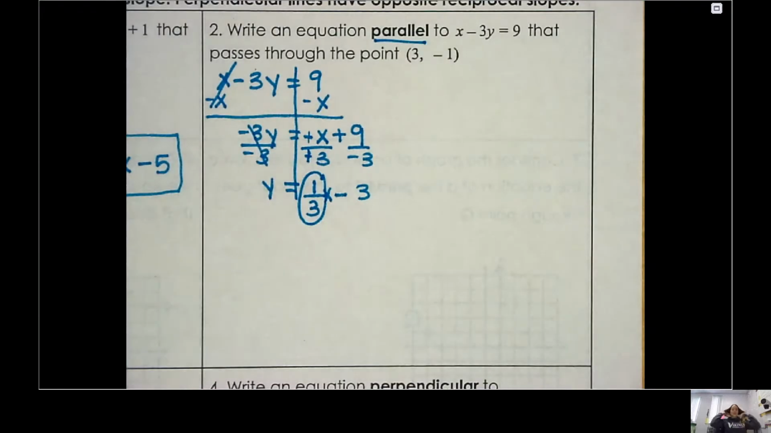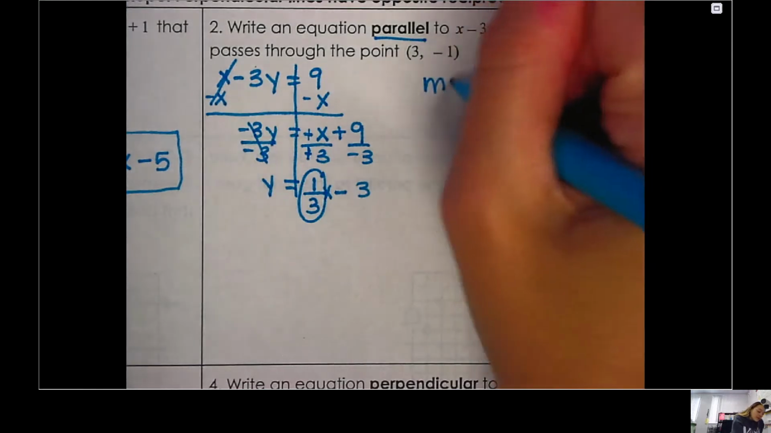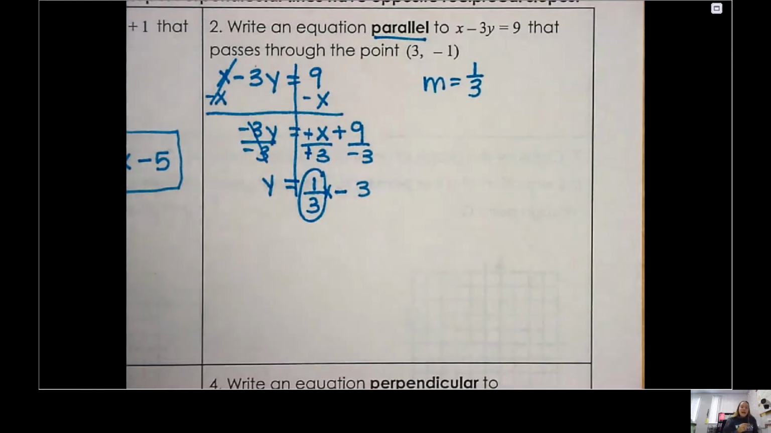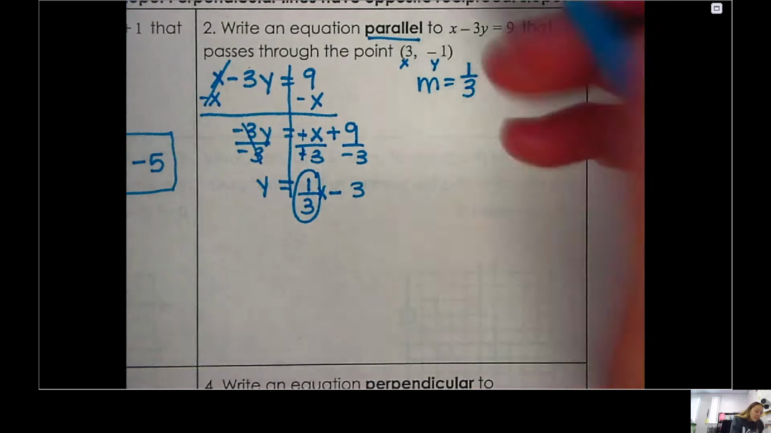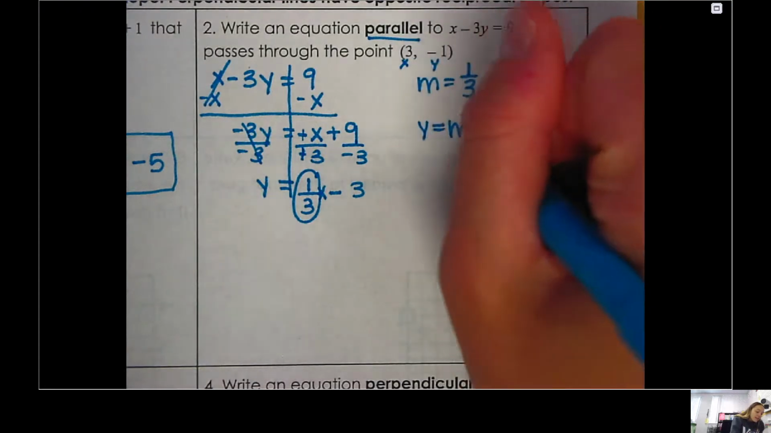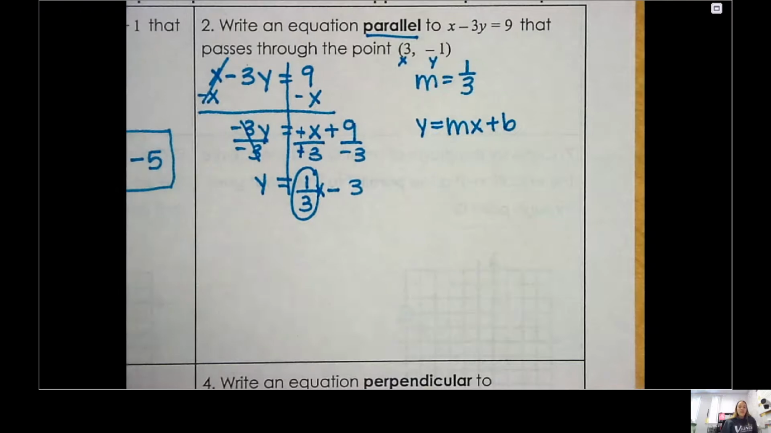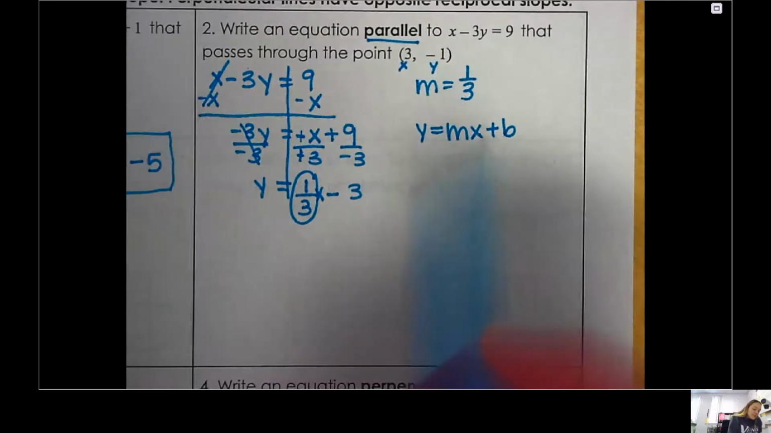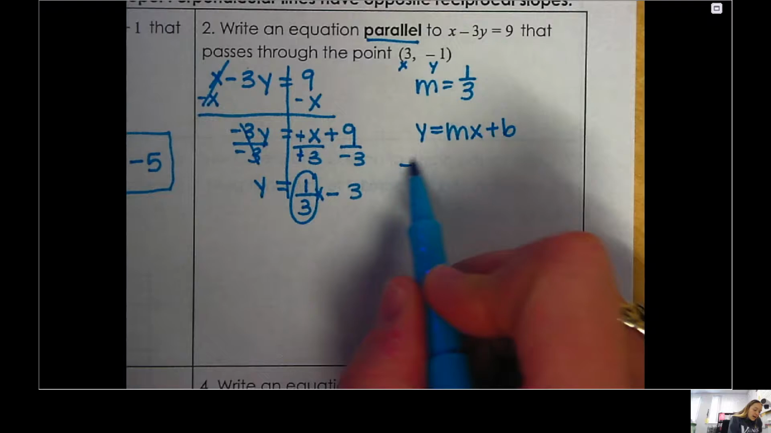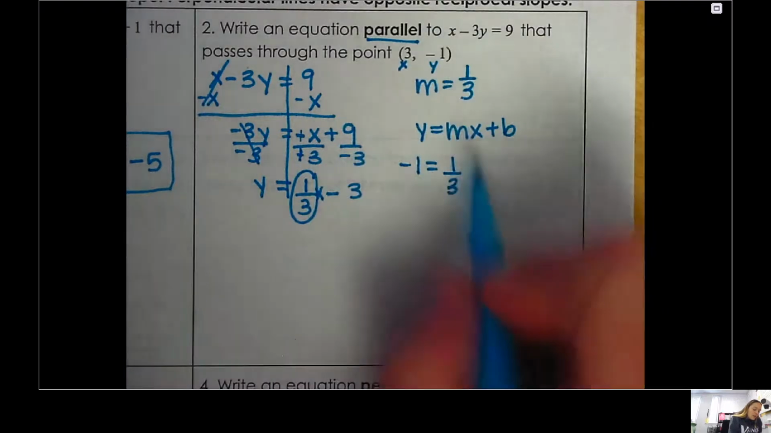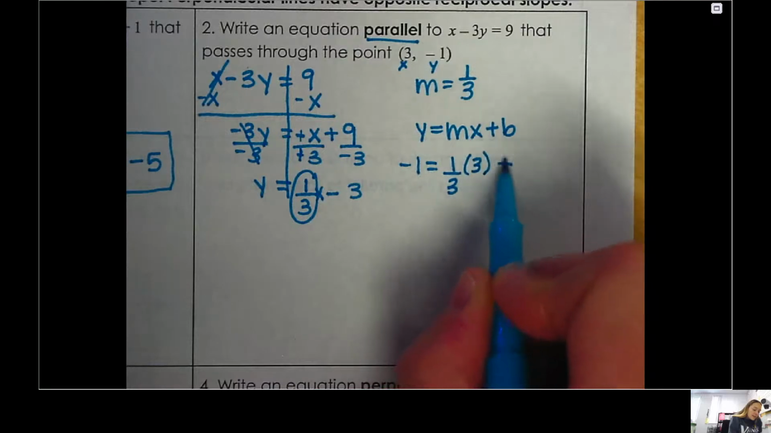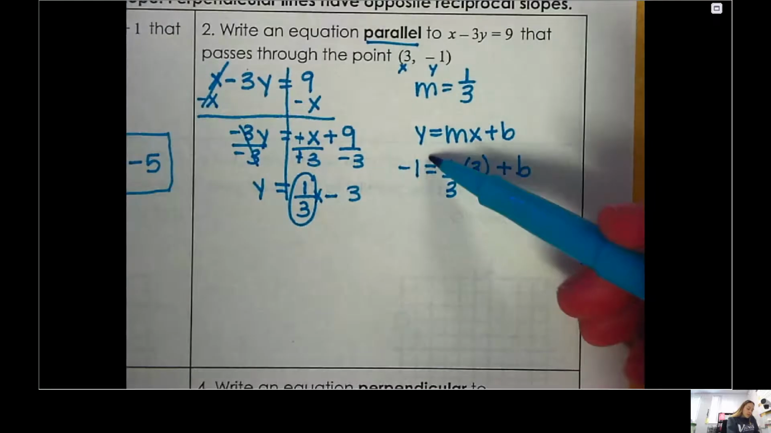I want to write an equation of a line that is parallel, so that means I have to use the same slope, 1/3. And then I'm going to take my x and y values and plug them into the equation. So now I'm on step 3. Take the equation y equals mx plus b and substitute in the values that I have. So I'm going to substitute in negative 1 for y, 1/3 for m, 3 for x, and then plus b because I'm solving for b.